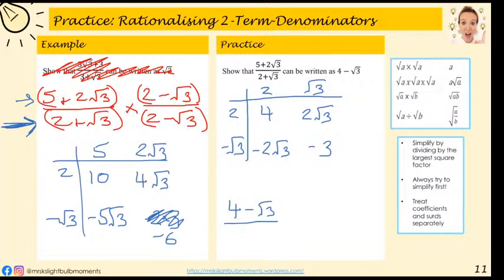Now let's add together and work out what we've got. 4 minus 3 is just 1. So I'm going to have a 1. 2 root 3 and then minus 2 root 3. They cancel out completely. So I've actually got 4 minus root 3 over 1, which is just 4 minus root 3. Final answer. And again, it was a show that, so I know I've got it correct.